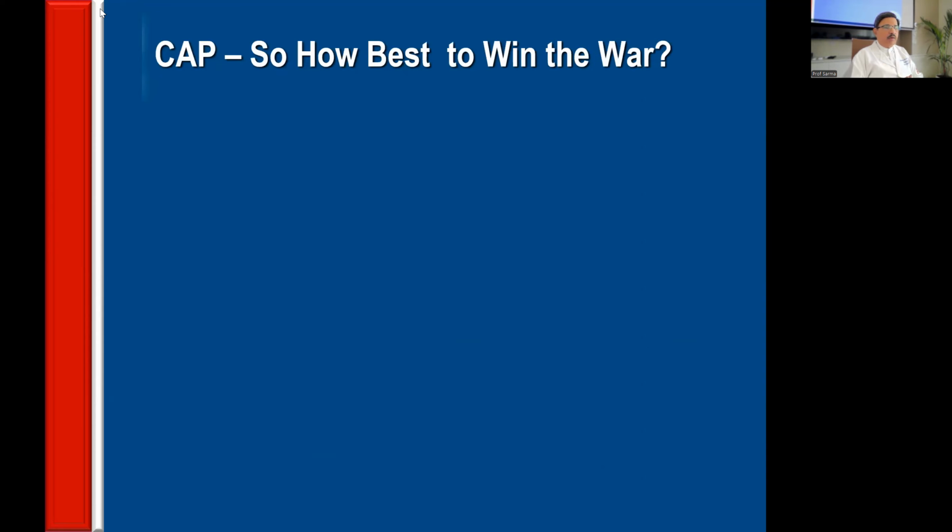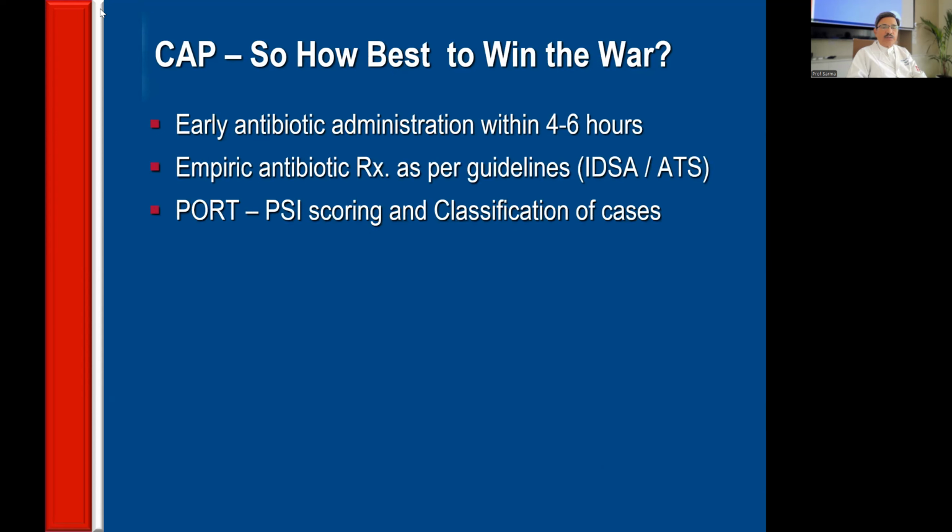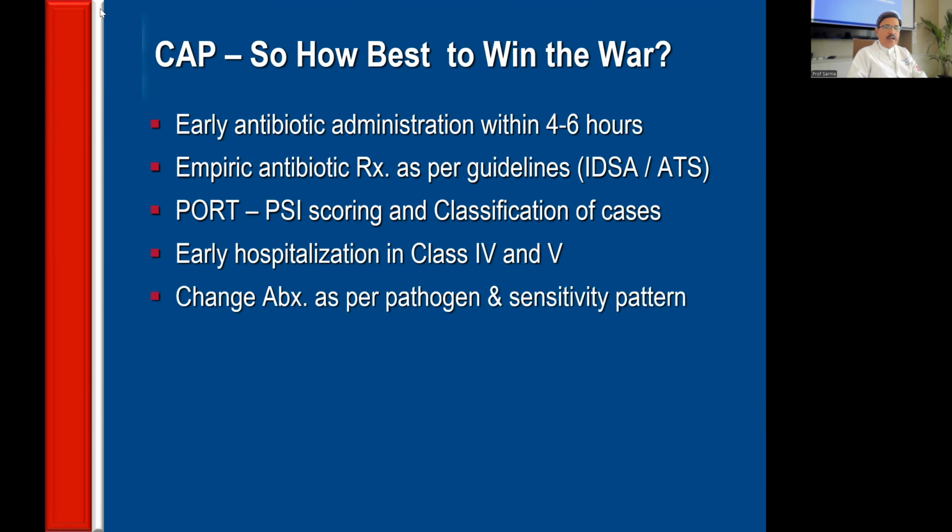How to win the war of pneumonia? How best, as a physician, can I win the war of pneumonia? It is a big war. Early antibiotic administration, empiric antibiotic use as per the guidelines, PORT scoring, PSI scoring and classification. I should not forget early hospitalization for class 4 and class 5, and change in the antibiotics as per the pathogen sensitivity pattern in 4 and 5.